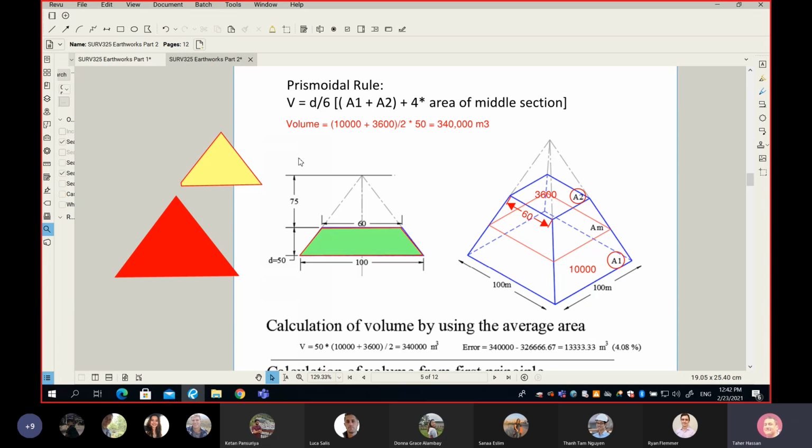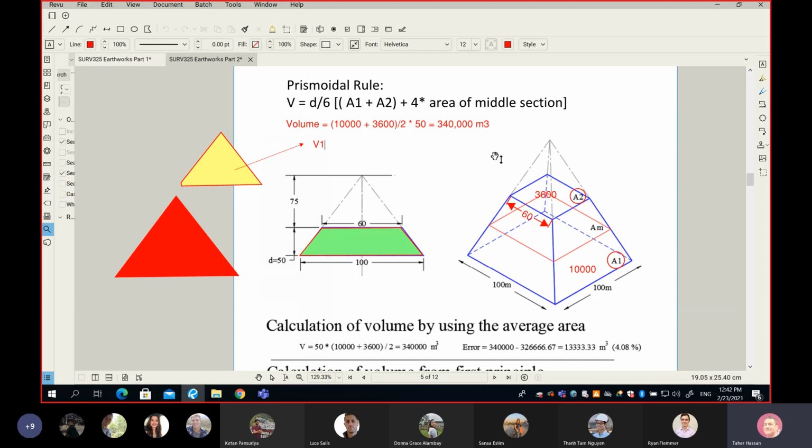Now, I think the last time also we said that the volume of the pyramid is simply one third of the area of the base times the height. So I'm going to show you right now. Let's come up with the volume of the yellow. So I'm going to say here is this volume. So this volume, any help? How much this volume would be?